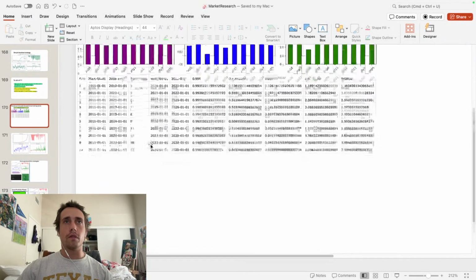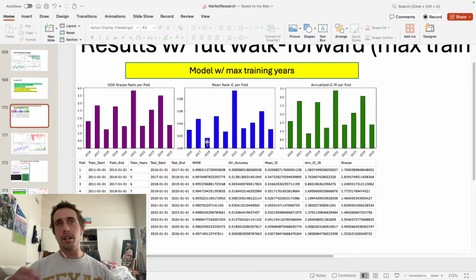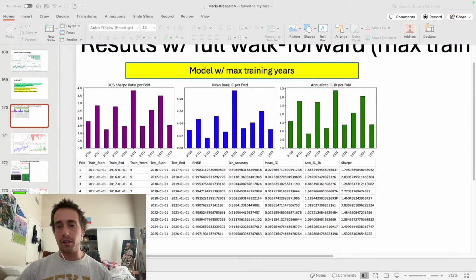Furthermore, when I did a walk forward analysis of this model, it's hitting the goals for information coefficient and annual information coefficient to information ratio every single year. So for these reasons, I'm really confident in this model.